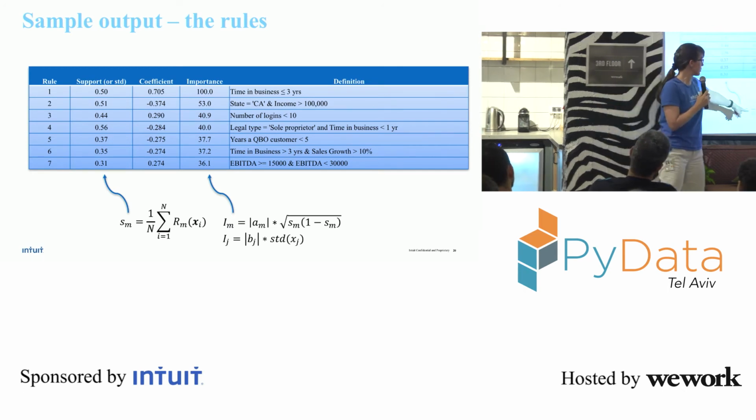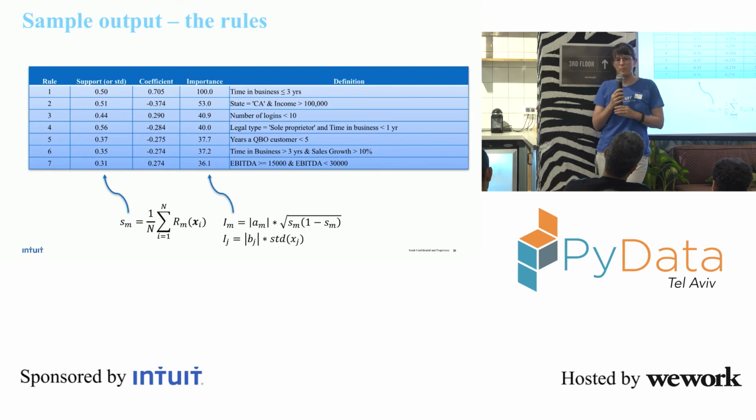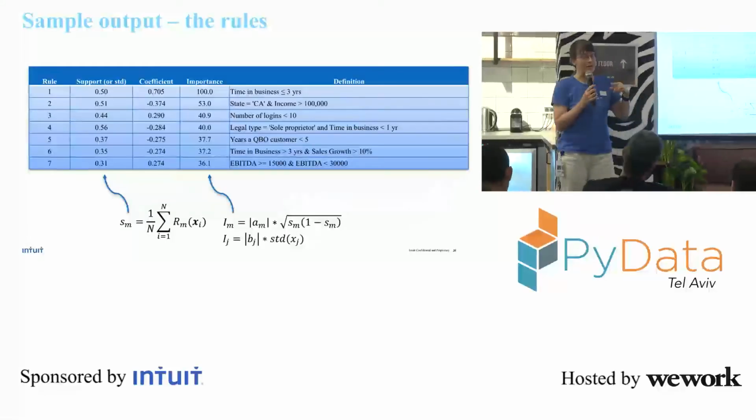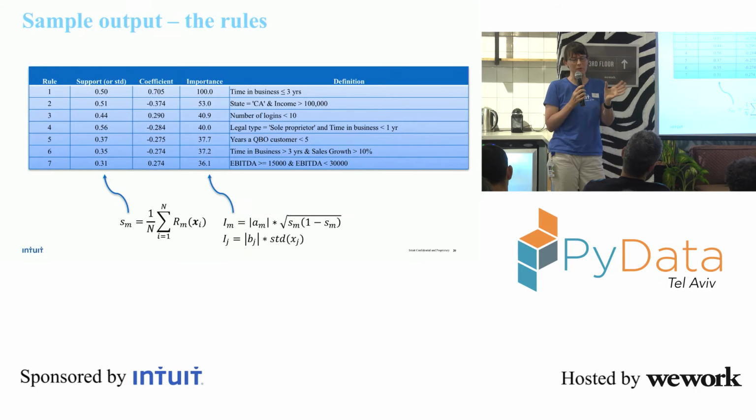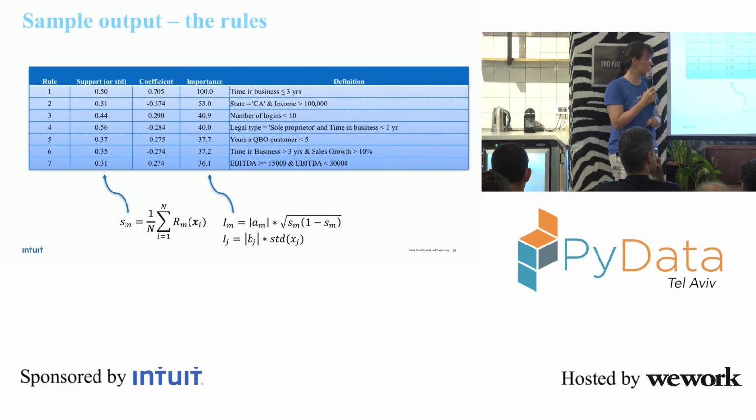And basically that means you're just counting the number of samples for which the rule is true, and then you divide it by the number of samples you have. So you're getting an idea of the weight of how often that rule evaluates to true.